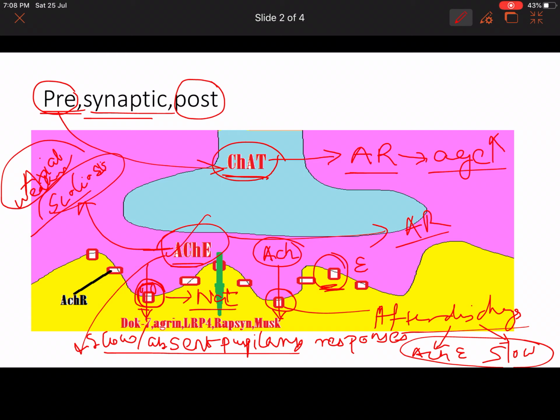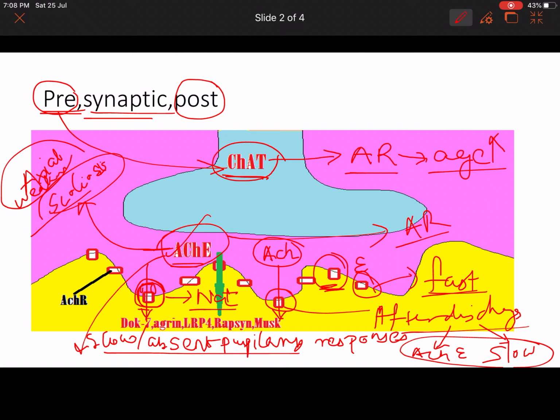Another group of this channel, if it is defective, is the fast channel syndrome. So what is this fast channel syndrome? As I was telling you, there is prolonged opening in cases of slow channel. Here the channel closes very fast. So what happens? There is a change in the rate of the decay of the end plate potential, the rate of the decay.